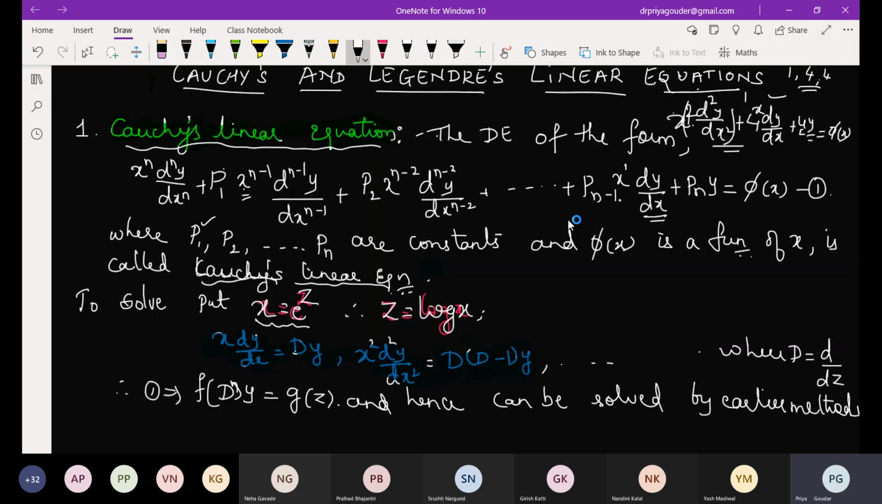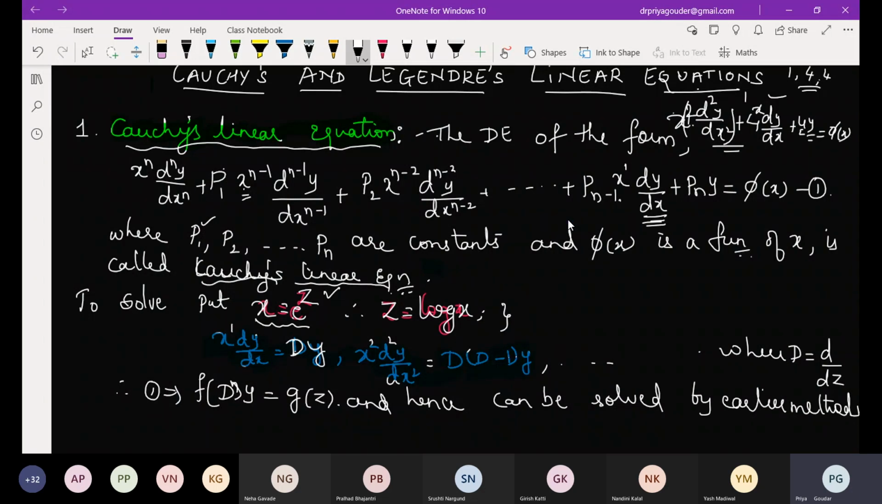Now start with the first order derivative. What is this? dy by dx. We are 100% sure that when it is Cauchy's, it is attached to x to the power 1. So when you take x to the power 1 dy by dx, this will be converted to the form Dy. There is some theory in between which I'm not going to give you, but it happens when you go for this substitution. Got it? When you substitute x equal to e raised to z, x to the power 1 dy by dx converts to Dy.